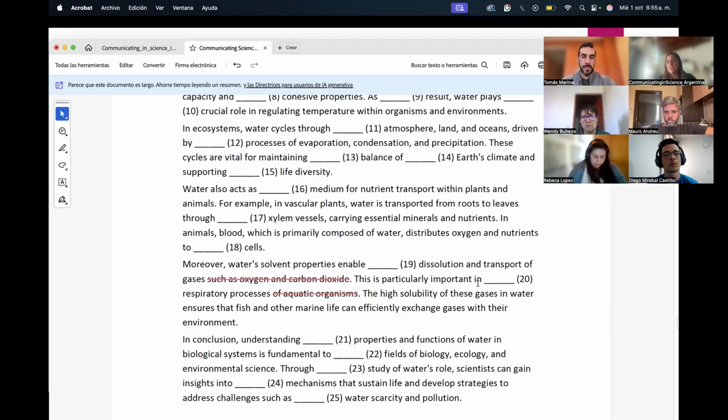I could leave it without the "de" if I only had respiratory processes. But when I add something afterwards, it leaves the sentence incomplete if I don't add that article.